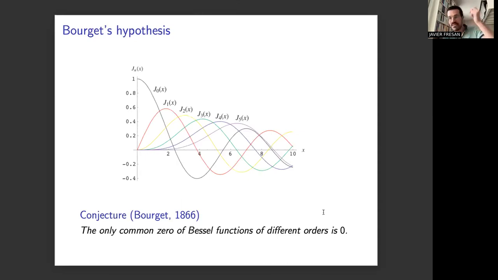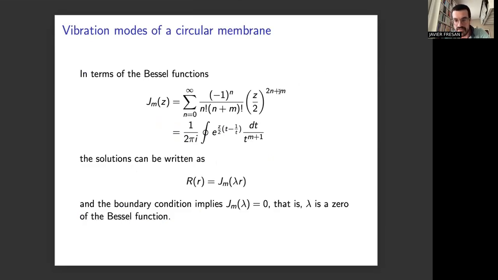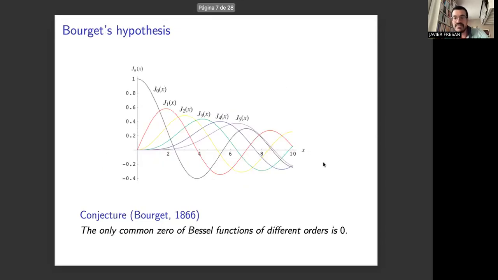And this was actually known much earlier than Siegel's paper. And it appears, for example, in a paper by Bourget in 1866, where he makes the conjecture. So you can plot the first Bessel functions, J0, J1, J2, and so on. And you see that they seem to have no zero other than zero. So when the order is strictly positive, here you get a positive power, so it vanishes at zero. But this seems to be the only one.